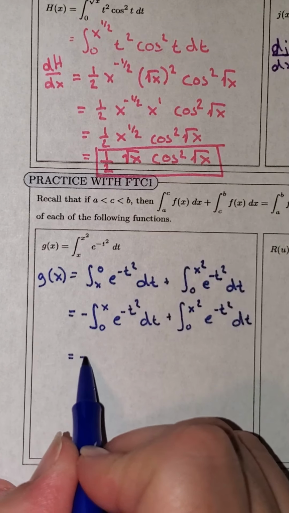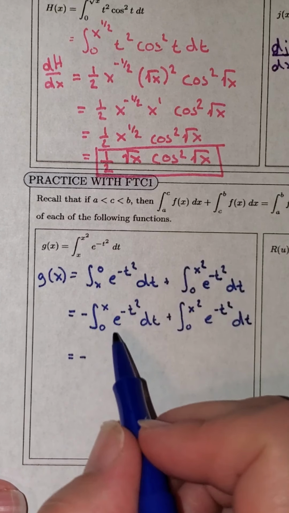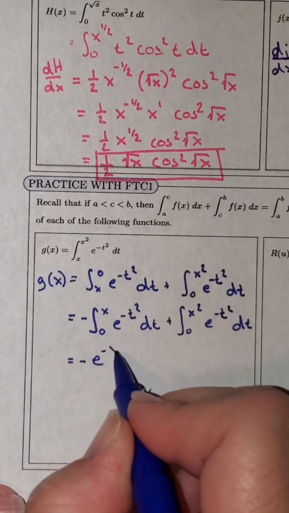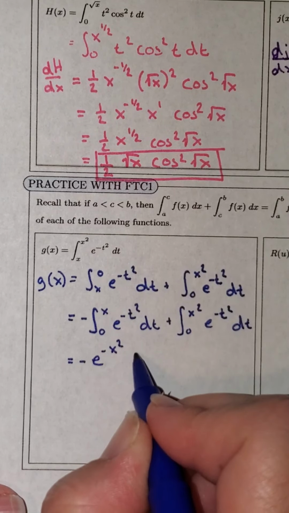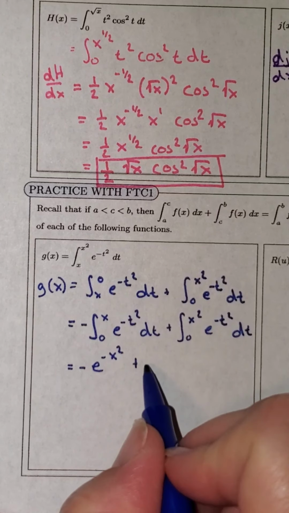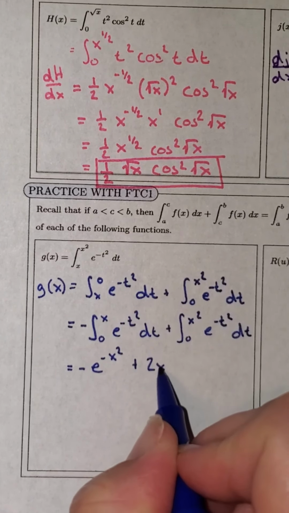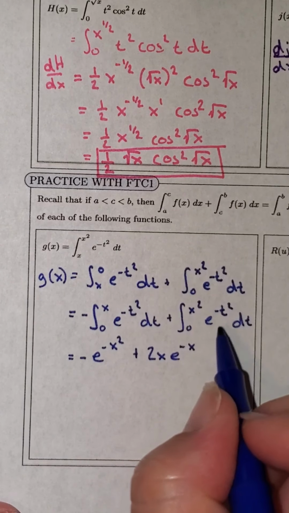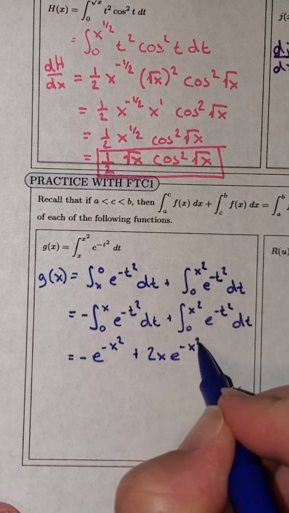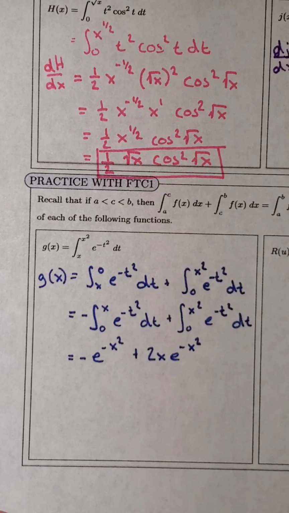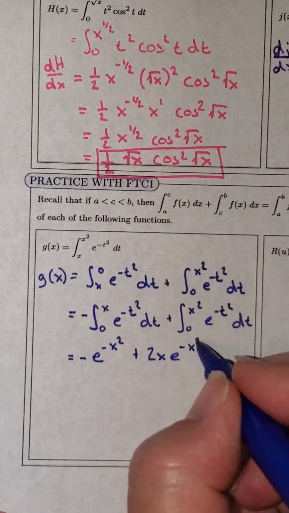Okay, so this will be negative. The derivative of x is just 1, so we don't have to worry about that for this one. e to the negative x squared, plus the derivative of x squared, that's 2x, and then e to the negative x squared, squared, so e to the 4th.